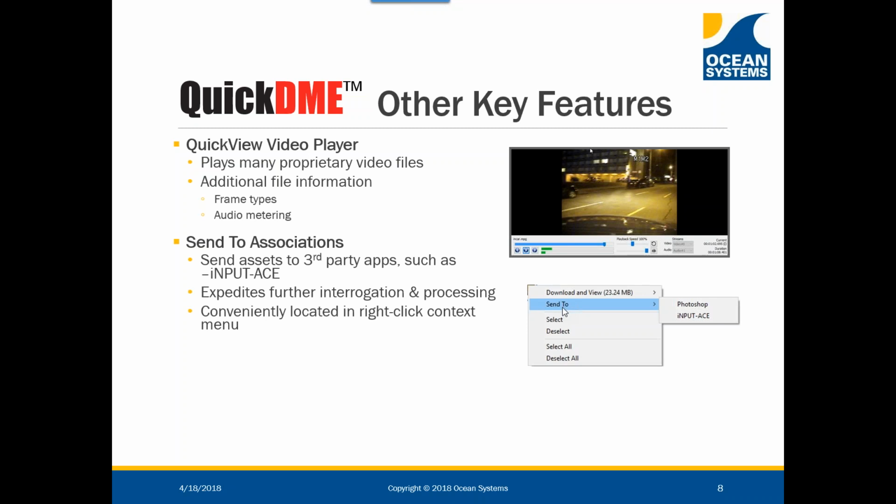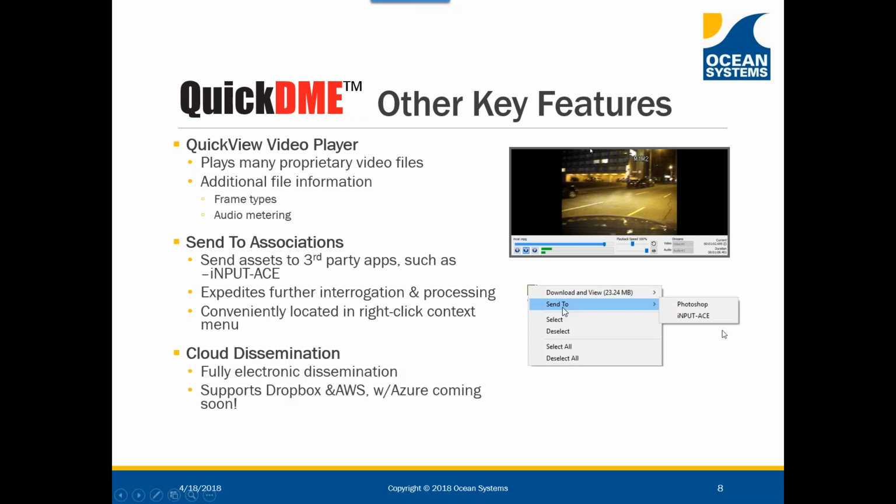Send to associations introduced with version 3. This allows us to send those assets directly out to a third-party application on our system for further processing without having to manually copy all of that evidence out, create a local working copy, so on and so forth. And I'm going to show you how to expedite our interrogation and processing of these assets. And then we can quickly and easily bring those derivatives back into AccessDME for tracking and dissemination.